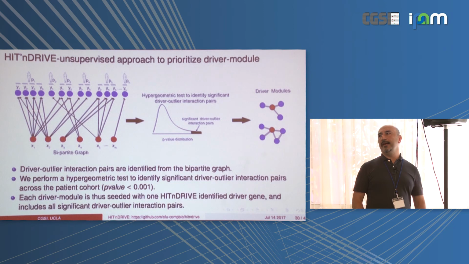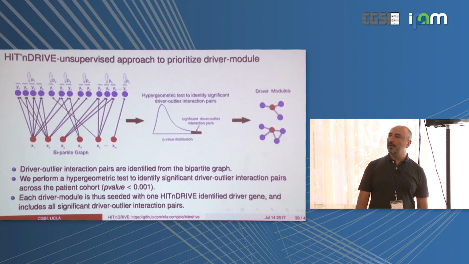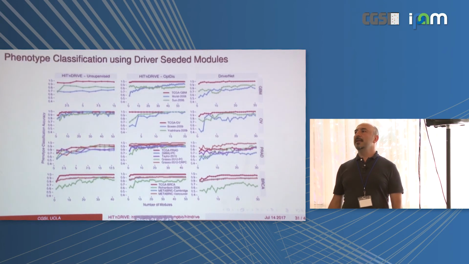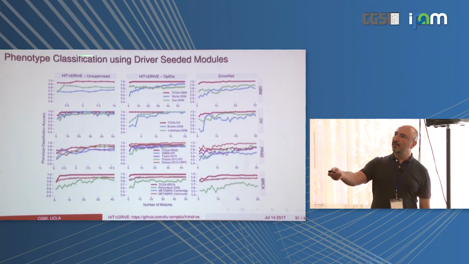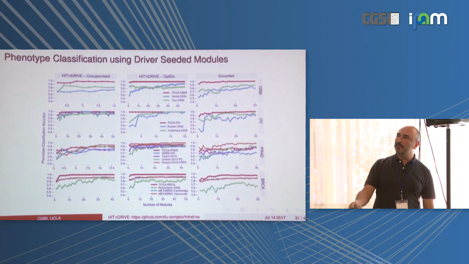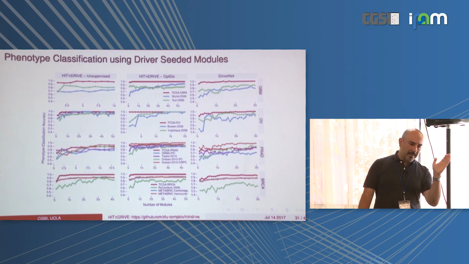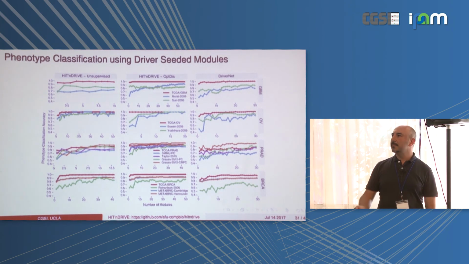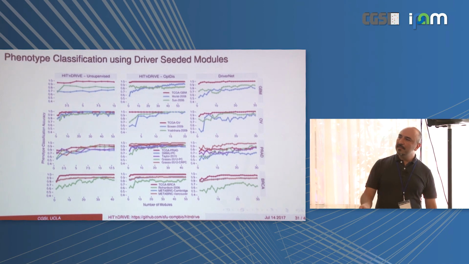There's also the unsupervised version of some of these module identification methods, and we seem to do particularly well in this unsupervised approach. I'm not going to get into the details. Here is a comparison of the supervised and unsupervised versions of HIT'nDRIVE in classifying tumor versus non-tumor against DriverNet in 4 types of cancers.